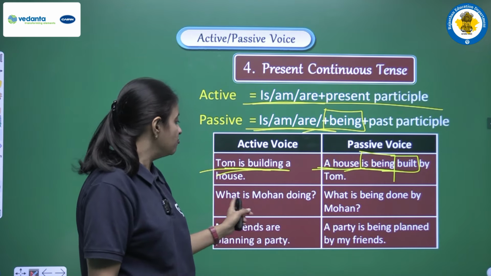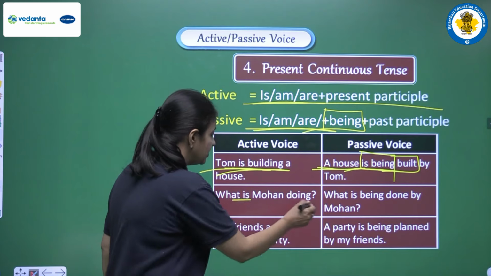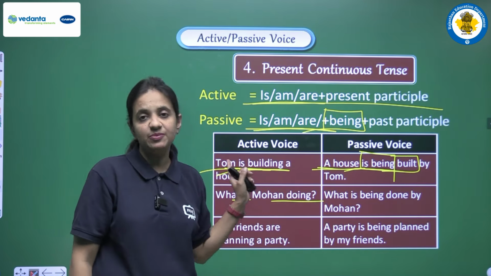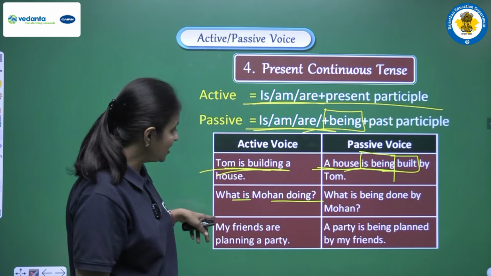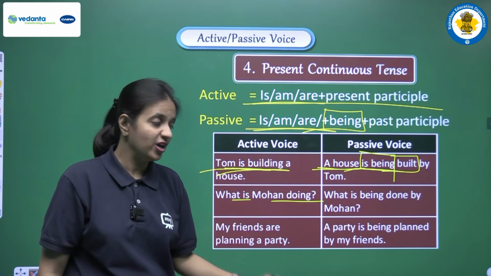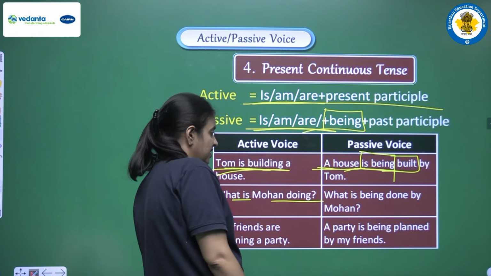Second example is what is Mohan doing? Is plus ing, it means is or main verb first form plus ing, it is present continuous tense. The sentence that we are having is in interrogative form. So yes, passive voice will be in interrogative form also. So let's see how will we write.